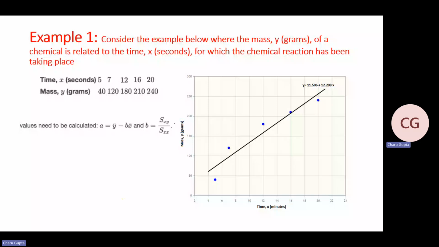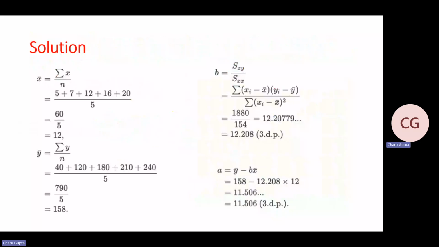So what we have done, we have taken the y bar. The value of A is given by the equation y bar minus b x bar, and the value of b is given as Sxy, the covariance of x and y, divided by Sxx. So how have we done it?